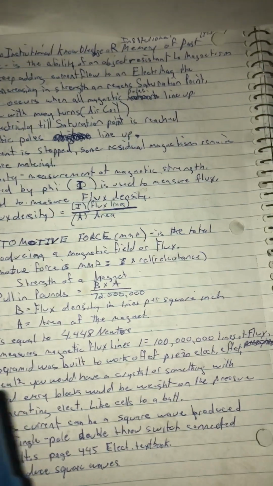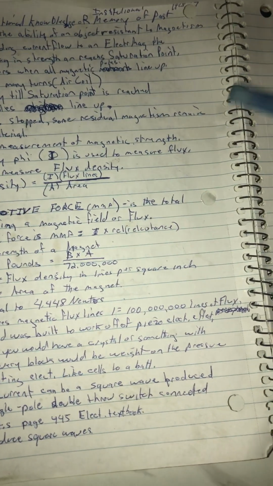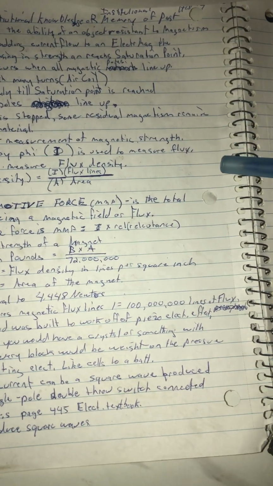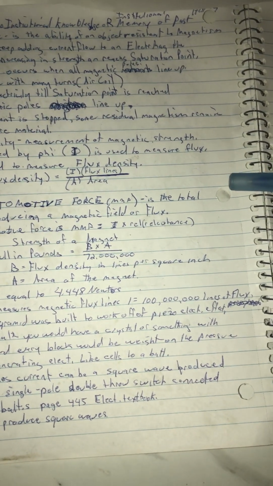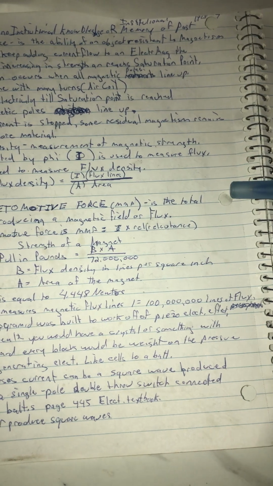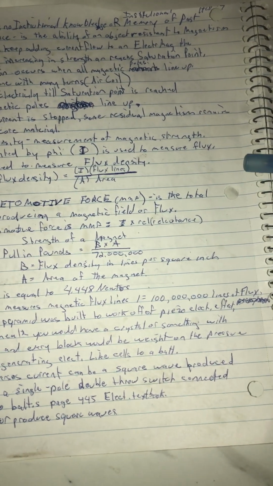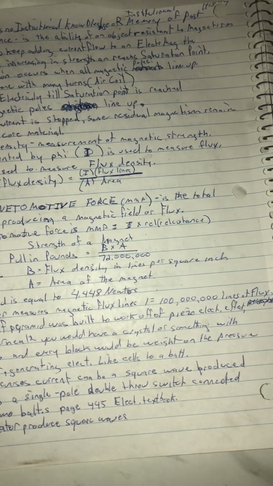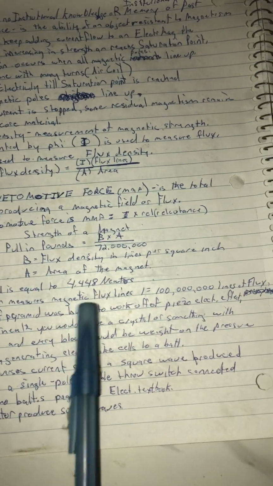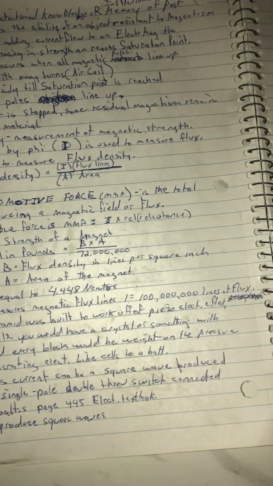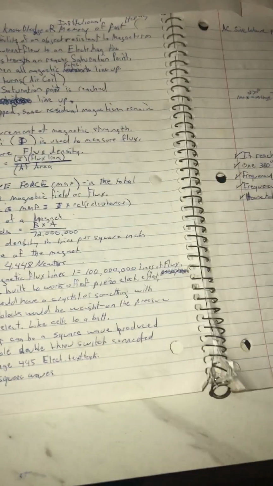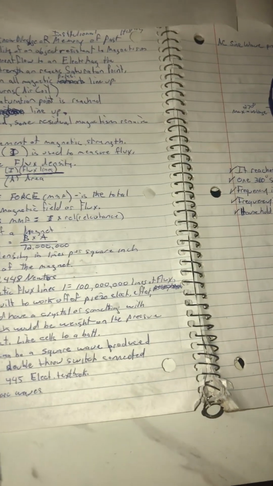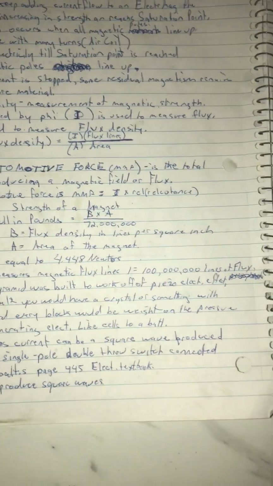So you got this thing called magnetomotive force. It's the total force produced in a magnetic field or flux. Magnetomotive force is MF. So this is your calculation on how you would get this magnetomotive force measured in pole pounds. So I'll let you look at these equations here.